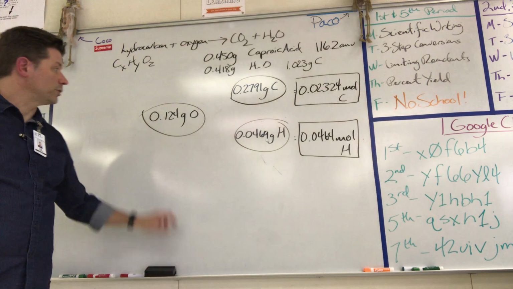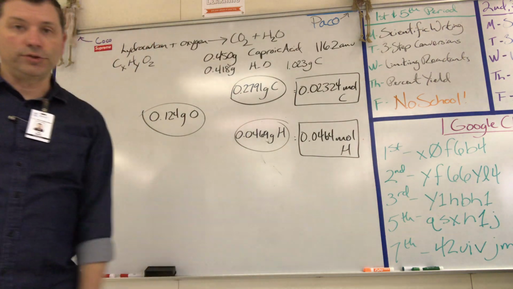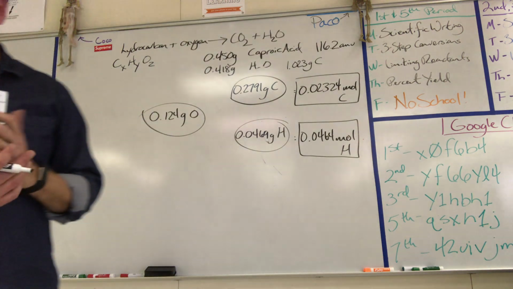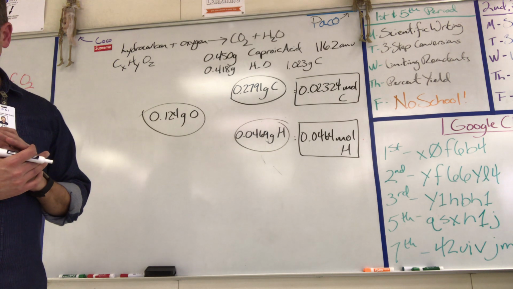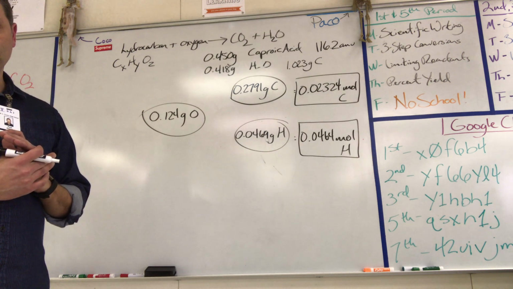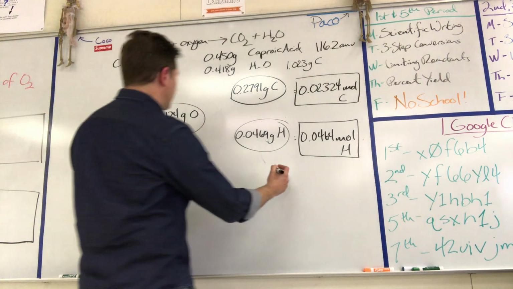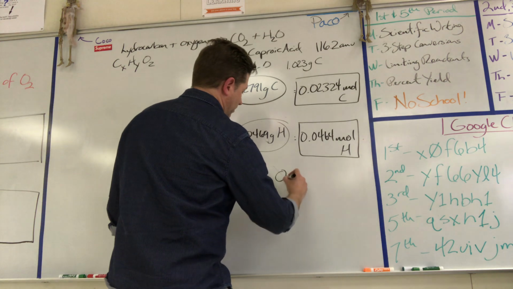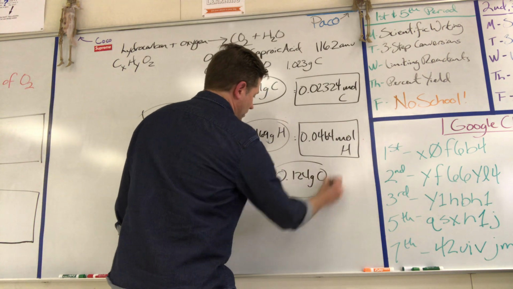Okay? So now I've got grams of oxygen, grams of carbon, grams of hydrogen. Last couple steps, we're almost there. We need to get to moles of oxygen. We need to find out how many moles of oxygen to be able to figure this thing out. Okay? I'm going to move this over here. 0.124 grams oxygen. Okay?